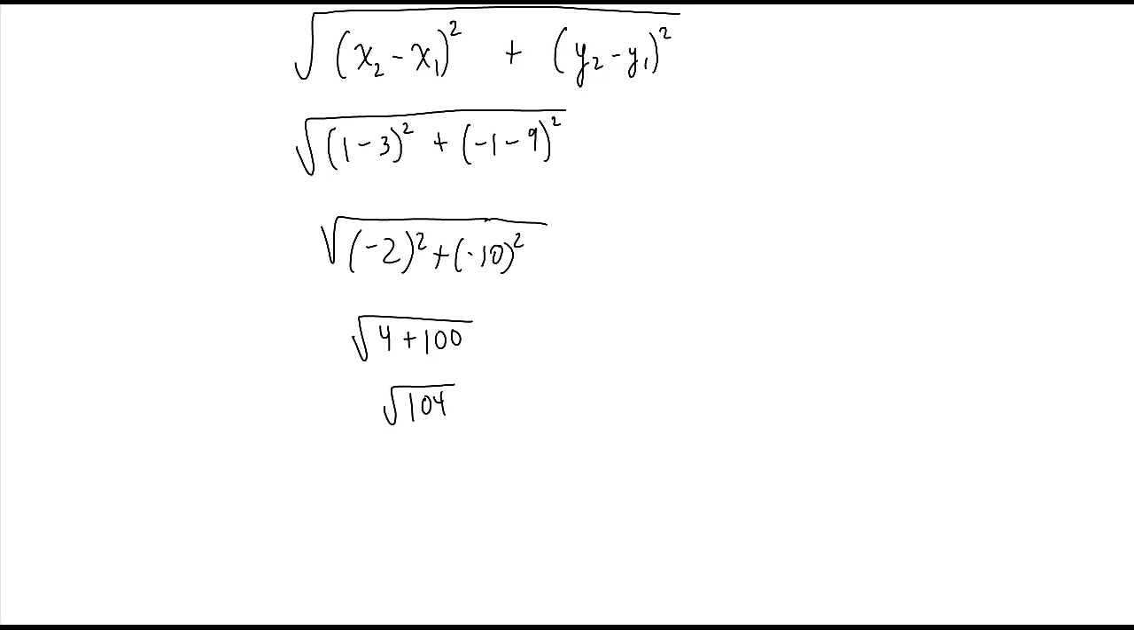Okay, so we need to simplify that. And this is where we get into the exact answer and the approximate answer. Approximate is what you get when you type in the calculator: the square root of 104, you type that in, you get some decimal. To get the exact answer, though, you simplify what you have as best you can. So I'm going to simplify 104.